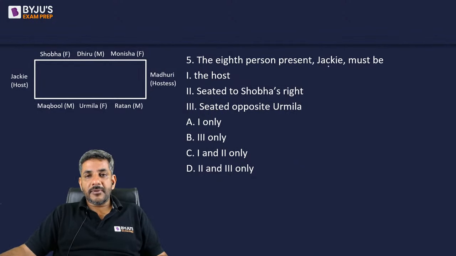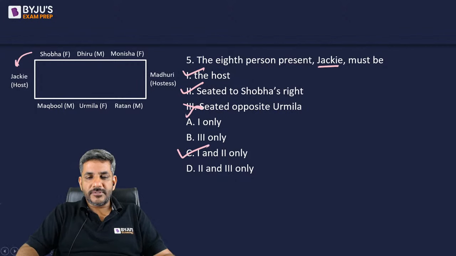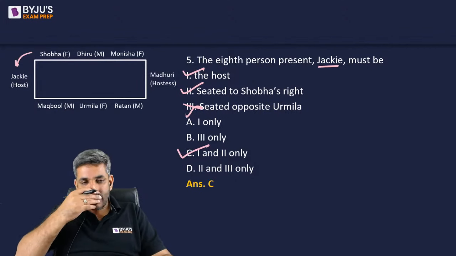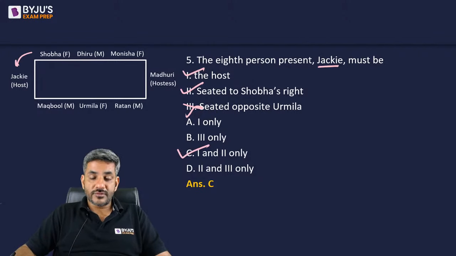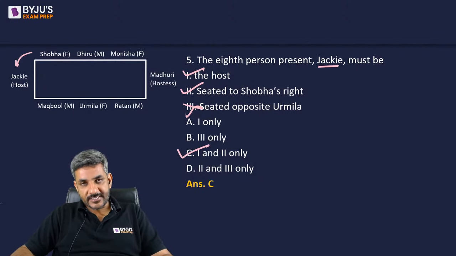The 8th person present, that is Jackie, must be the host. Yes, that is correct. Seated to Shobha's right? Yes, he is to Shobha's right. Seated opposite Urmila? No. So 1 and 2 are correct. My answer is option C. Statements 1 and 2 are correct. Jackie is the host and he is seated to the right of Shobha. Both the statements are correct here.